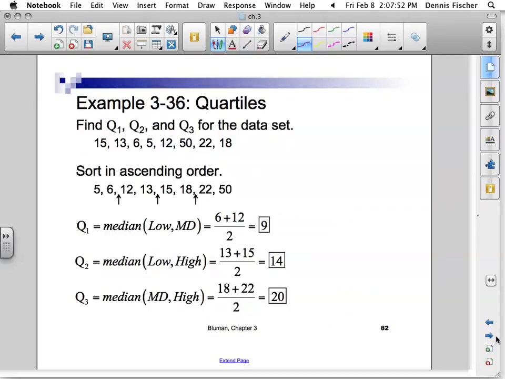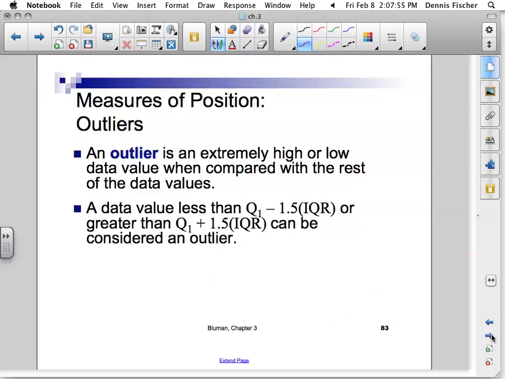Let's go back to that. This is the formula I was telling you about before, which measures position, the outlier. An outlier is an extremely high or low data value when compared to the rest of the data values. A data value less than quartile 1 minus 1.5 times the interquartile range, or greater than quartile 3 plus 1.5 times the interquartile range, can be considered an outlier.